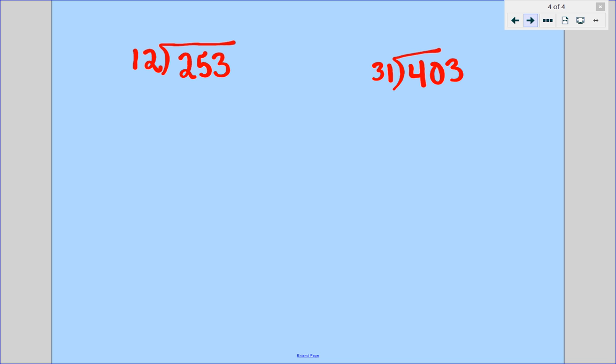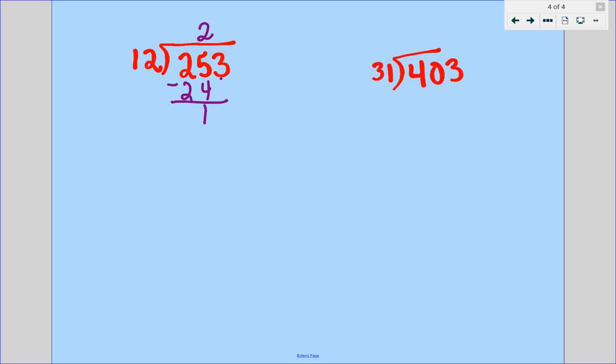All right, we're just going to practice 2 more of these to see how this looks. So I'm going to look at just how many 12s can I get out of 25. You can actually kind of think of how many ones can I get out of 2 at this point, but you know your 12s hopefully, so you know that you can get 2 out of there. 2 times 12 is 24.